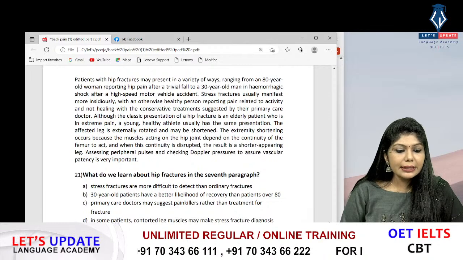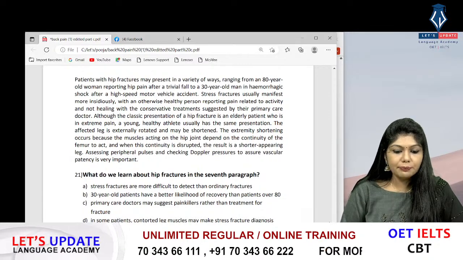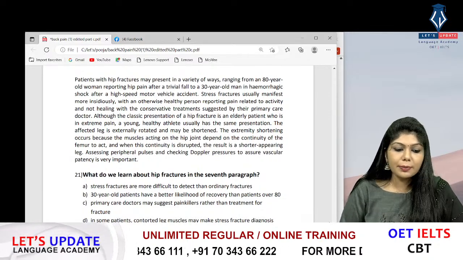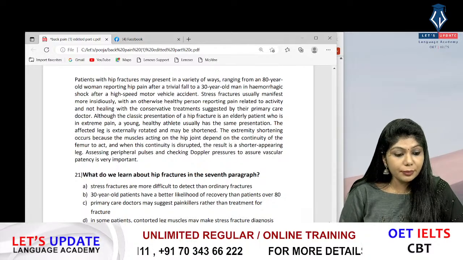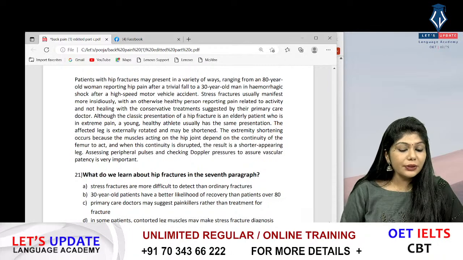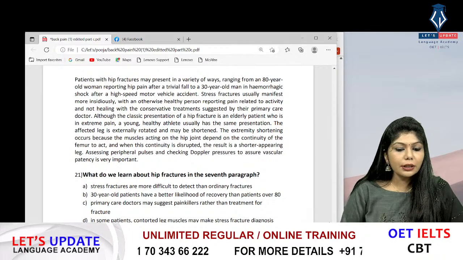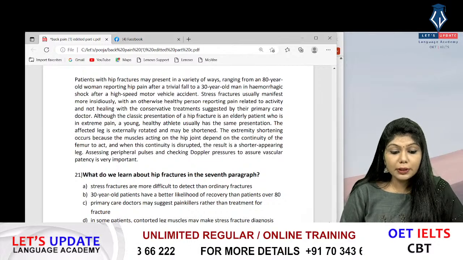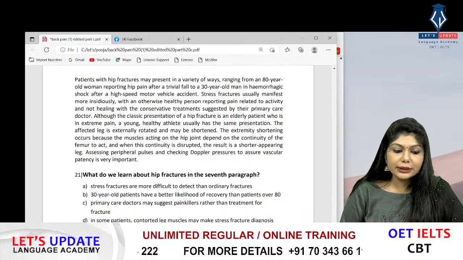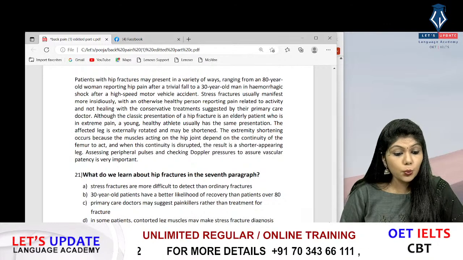The affected leg is externally rotated and may be shortened. The extremity shortening occurs because the muscles acting on the hip joint depend on the continuity of the femur to act. When this continuity is disrupted, the result is a shorter appearing leg. Assessing peripheral pulses and checking Doppler pressures to assure vascular patency is very important.